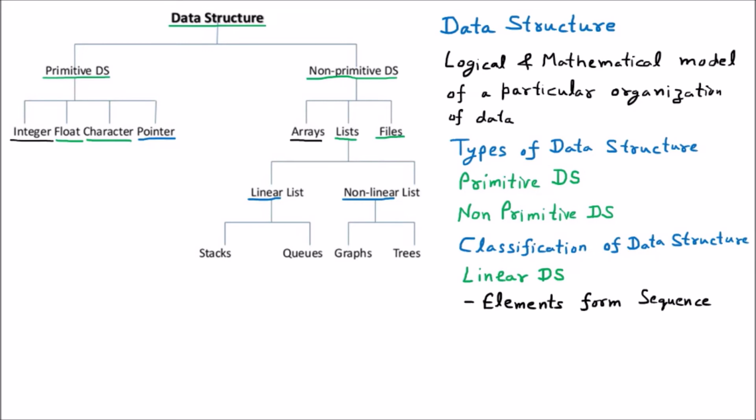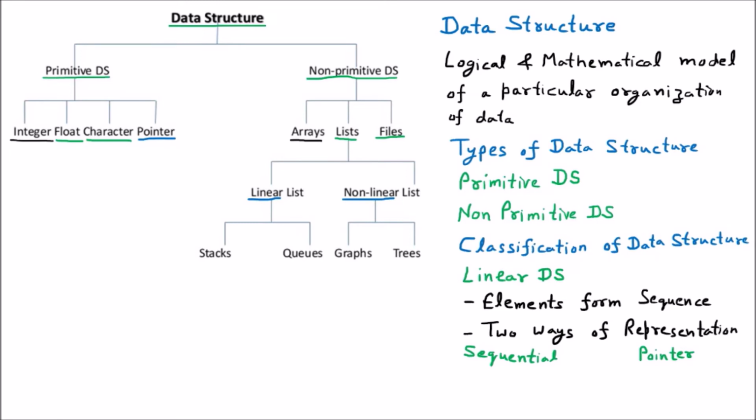Then there are two ways of representation. That means the linear data structure can be represented in two forms. The first form is sequential and the second form is pointer. Pointers are sometimes also called links. So links or pointers both have the same meaning.